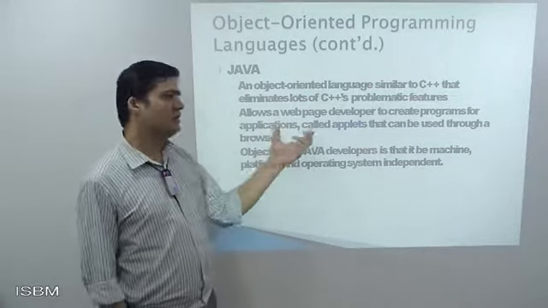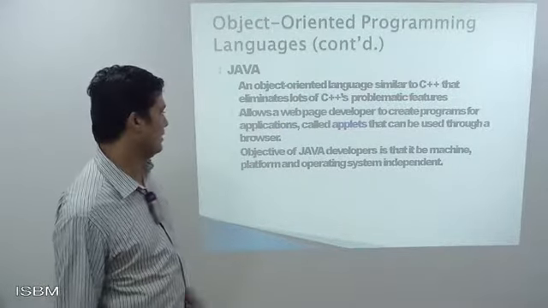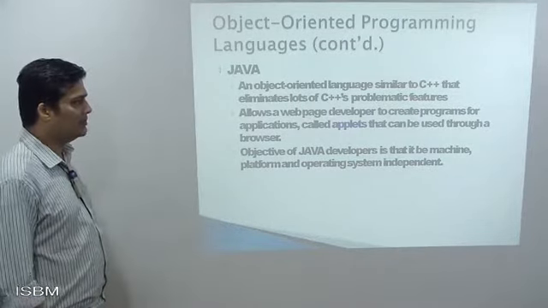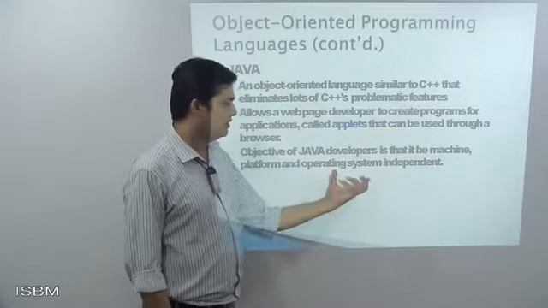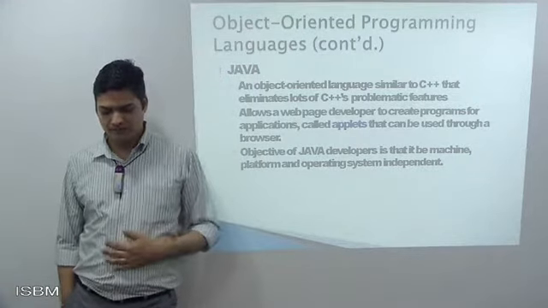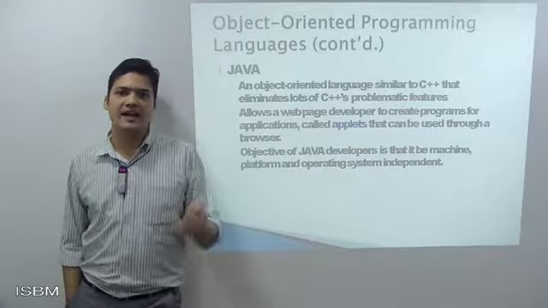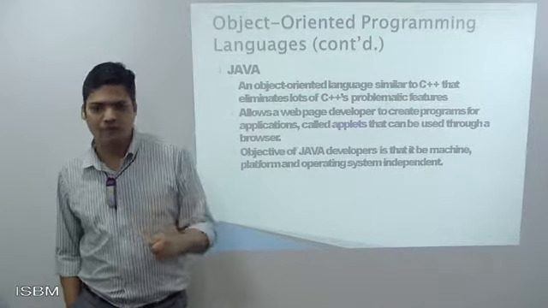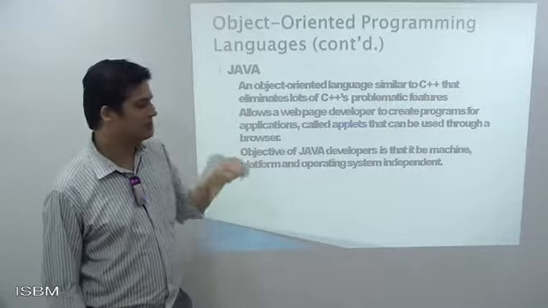So Java has come with different kinds of web applications that we can build with the help of Java and .NET. The objective of the Java developer is that it be machine, platform and operating system independent. There are some languages which are dependent on some operating system, but Java is independent of any kind of operating system. Whatever operating system you want to use, you can use; it will run on all operating systems.